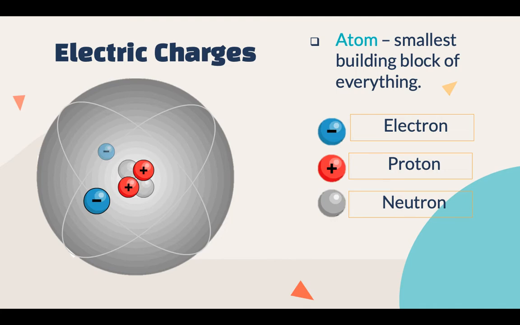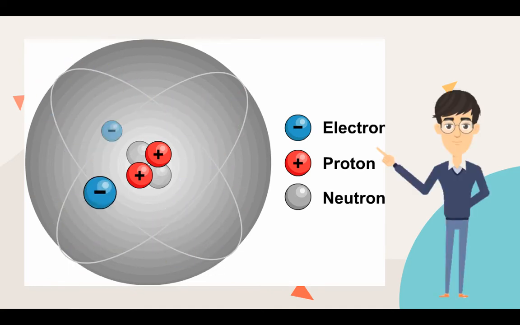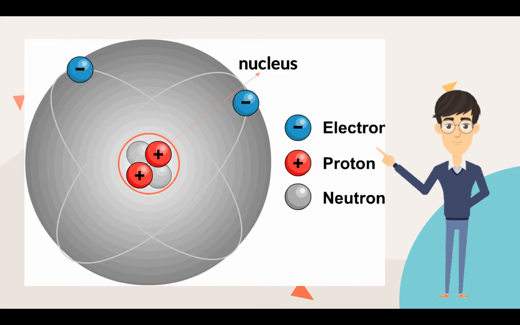Electron is the negatively charged particle. The proton is the positively charged particle, and the neutron has no charge. Inside the atom, the electrons are freely moving on their orbit around the center part, which we call the nucleus. This is the area where the proton and the neutron are located.